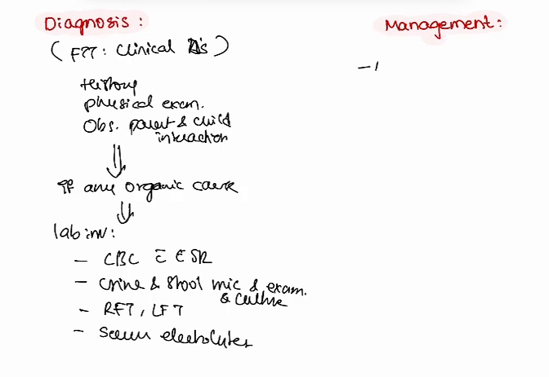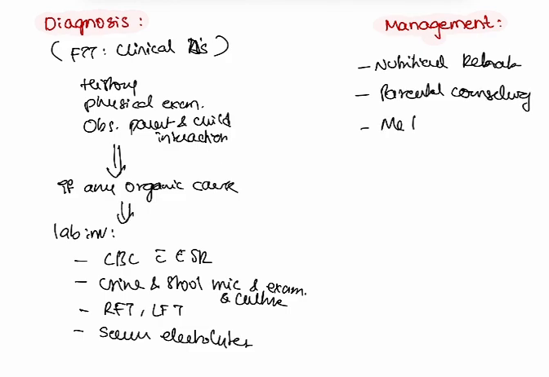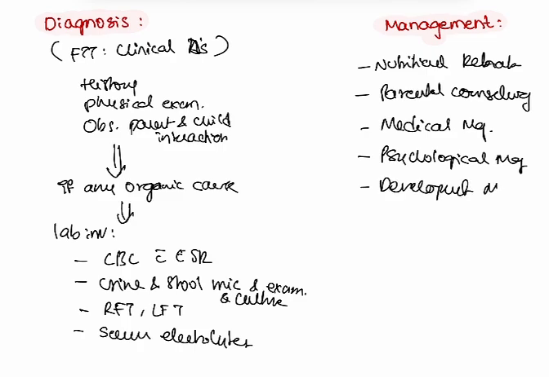Management. The management includes nutritional rehabilitation, parental counseling, and education. The medical management includes treatment of underlying disease, psychological management includes behavioral modification, and if there is any history of abuse and neglect, then hospitalization and admitting into foster homes. Then developmental management. This is the management of failure to thrive.